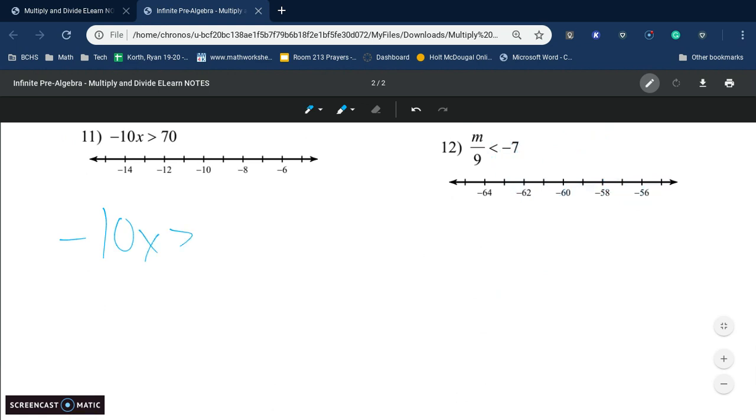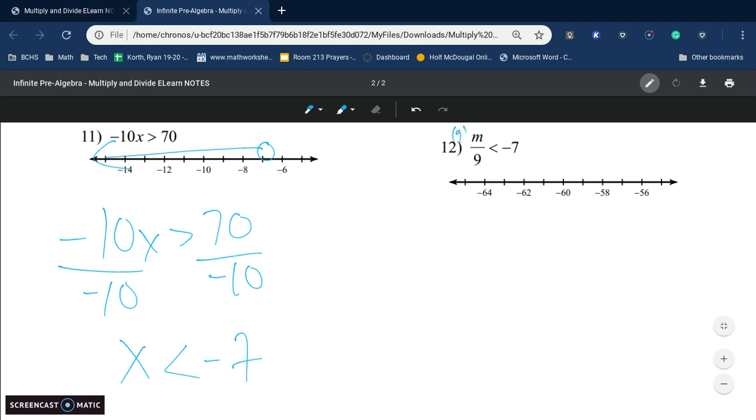Negative 10x greater than 70. Undo multiplication with division. It's negative 10 times x. There's no operation symbol here. Couldn't be subtraction. There's no subtraction sign between the 10 and the x. Did we multiply by a negative? Sure did. Inequality changes directions. Open circle at negative 7. Go to the left.